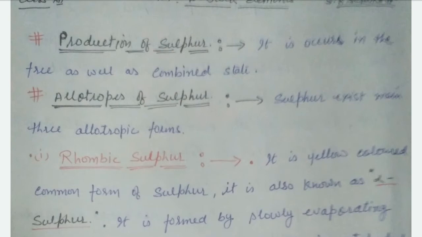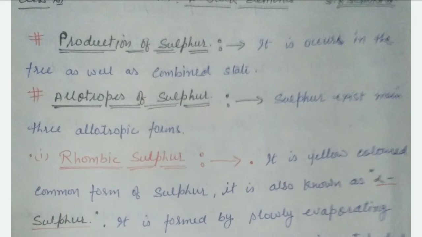Sulfur occurs in three main allotropic forms. First is rhombic sulfur, also known as alpha sulfur. Second is monoclinic sulfur, known as beta sulfur, and third is plastic sulfur. First of all, we are going to discuss rhombic sulfur.